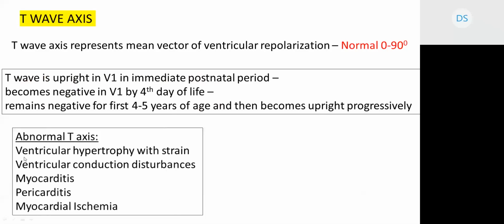The T wave axis can become abnormal in situations where we have repolarization issues. That means if I have myocarditis, pericarditis, ischemia, or conduction disturbances, bundle branch block, or ventricular hypertrophy, then my T wave axis is going to change.